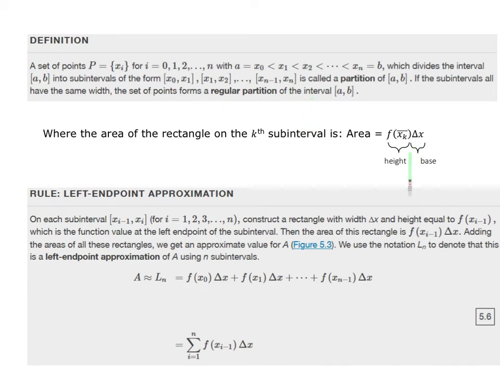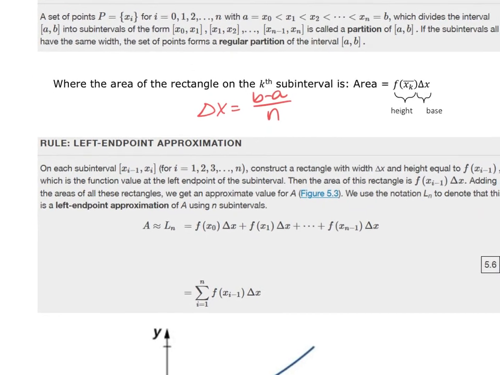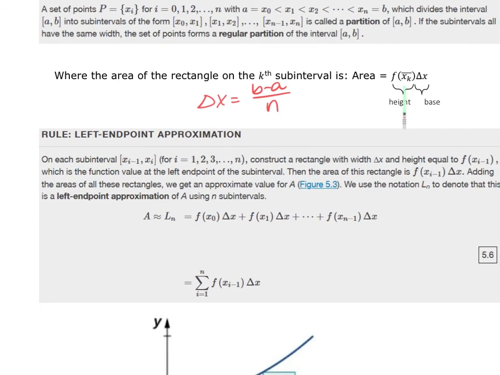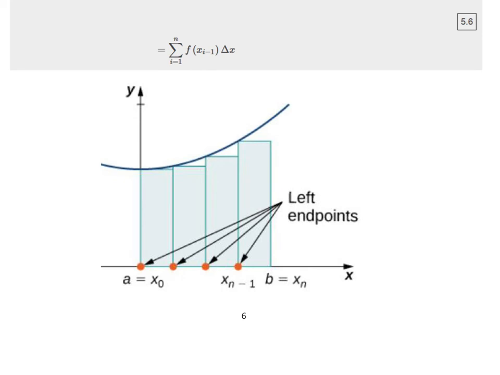So our delta x is going to be equal to the length from A to B, so B minus A, divided by the number of intervals that I want. And that's going to tell me how wide the base of each one of my rectangles is going to be. And then, of course, I have the height. The height is going to be determined by whatever my input is at that moment. What do I mean by that? Well, let's take a look at this example.